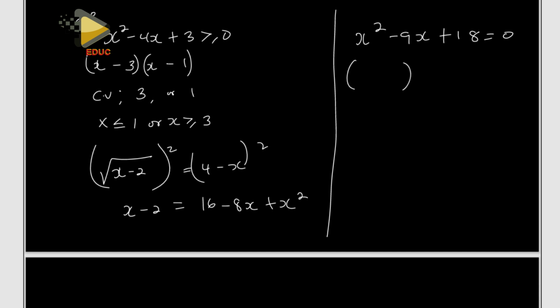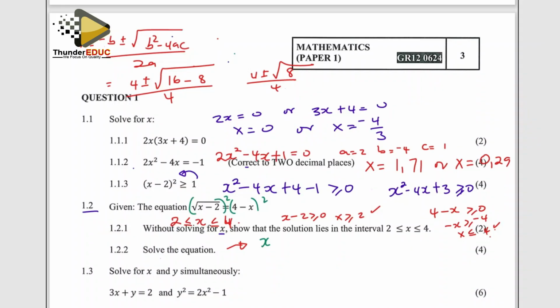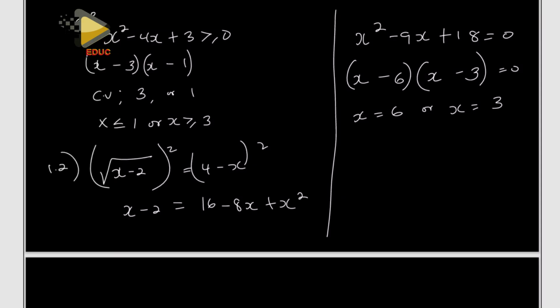Then I can factor this out. I can use 6 and 3, minus minus. So which means my solutions are 6 and 3. But since we're dealing with surd equations, I need to test my answers.